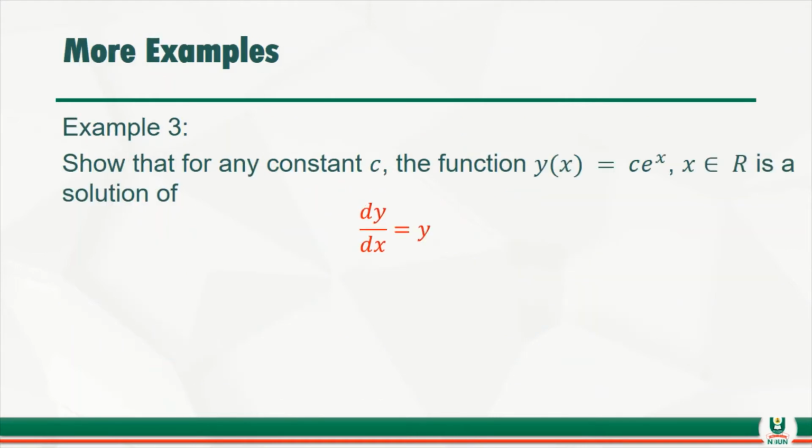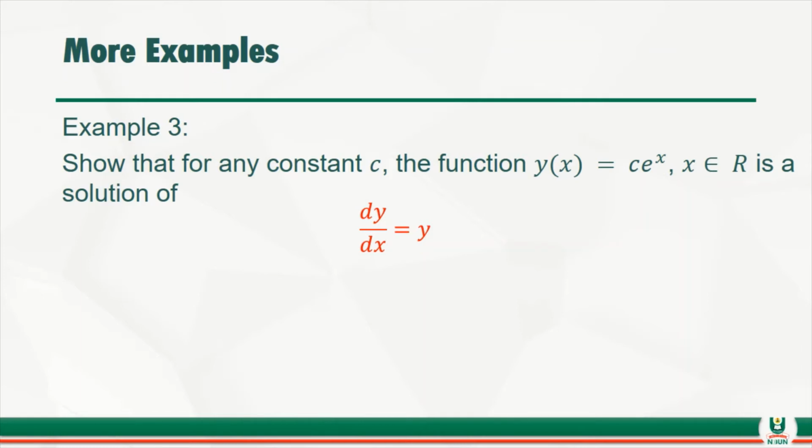Now let's consider this example. We are to show that for any constant c, the function c exponential x is the solution of the problem we have on the board. Look at it here. We say that x belongs to the real numbers. That means that x could be -5, it could be +5, x could be -100, it could be +100. That is what we mean by x belongs to the real numbers. So we have this as a problem now. We want to check that this is indeed the solution to this.